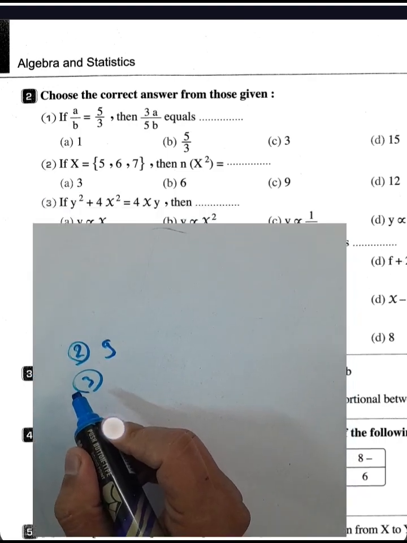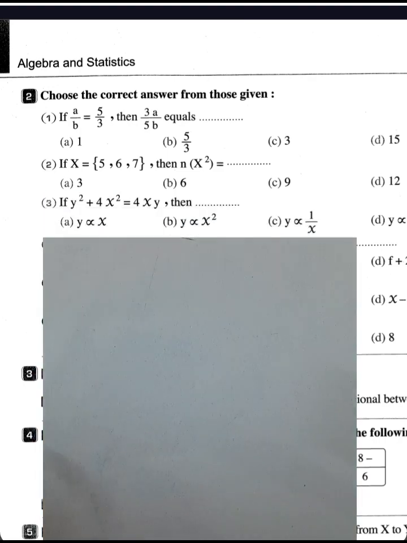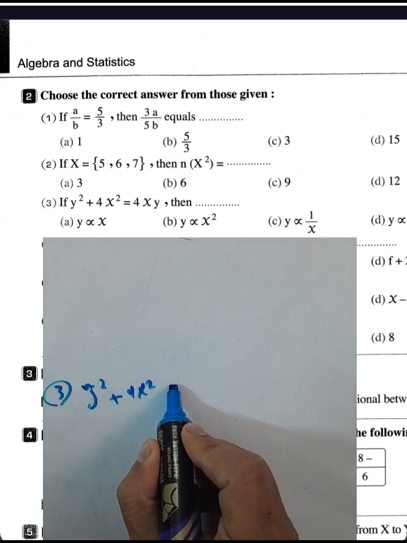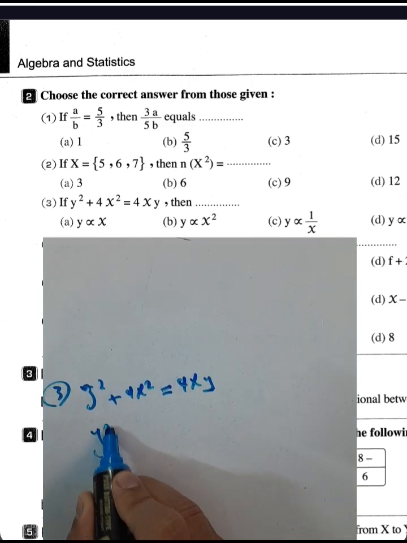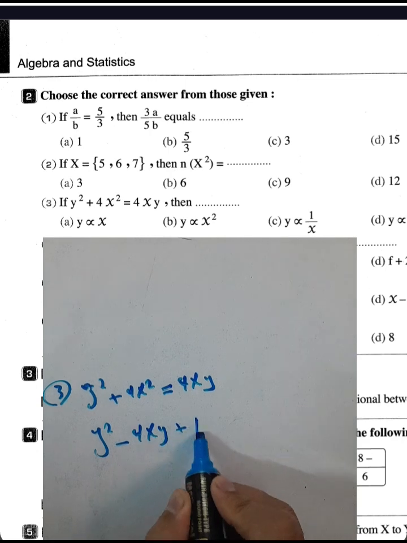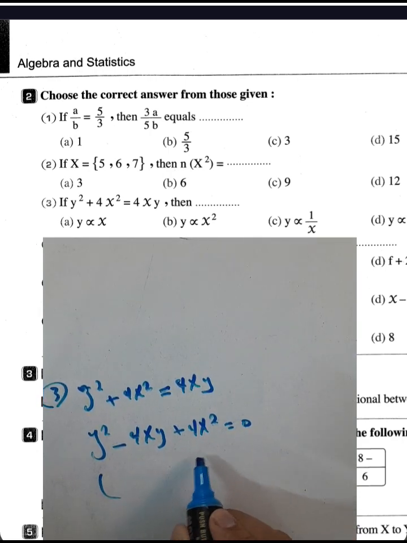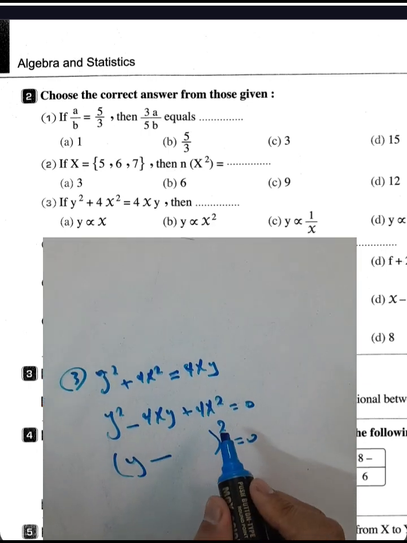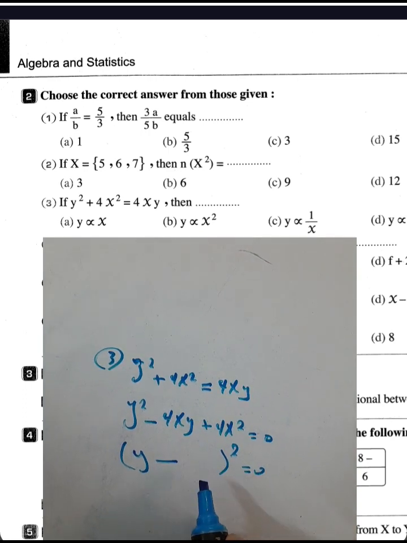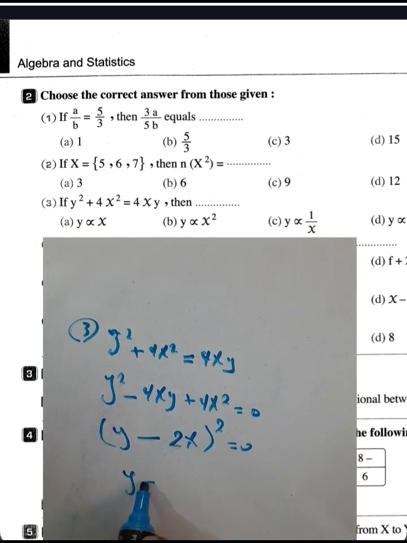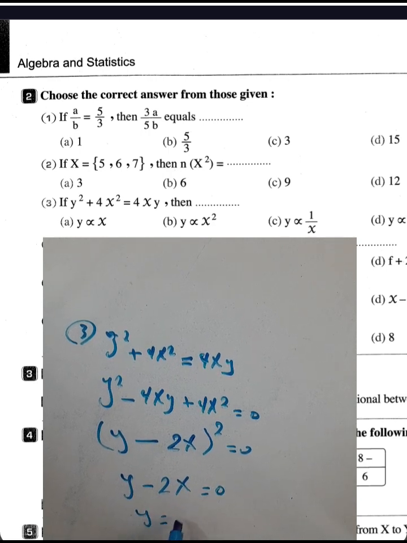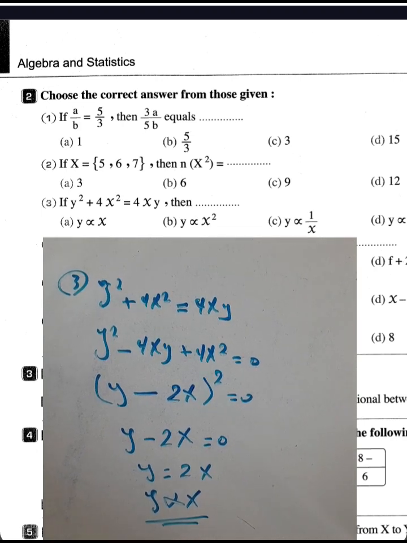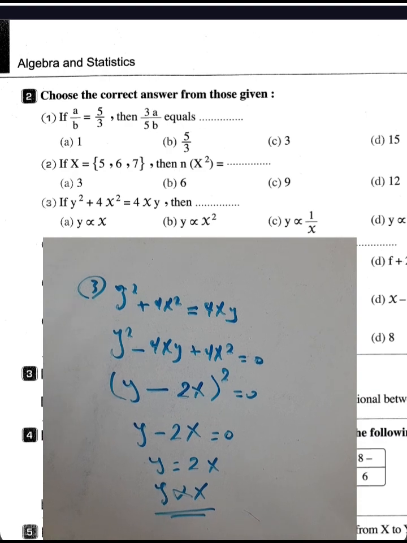Question number 3. We have y squared plus 4x squared equals 4xy. We can write y squared minus 4xy plus 4x squared, and then factorize it: y squared, with a negative sign, and the square root of 4x squared, which is 2x. Then (y minus 2x) squared will be 0, then y will be equal to 2x. Then we have y varying directly with x. Then write letter A, choose letter A for question number 3.